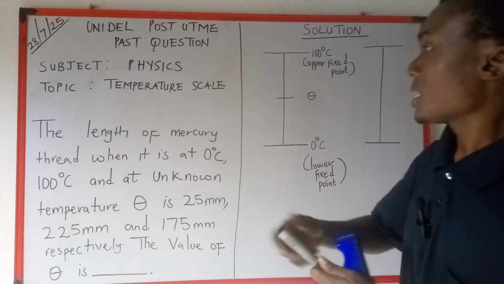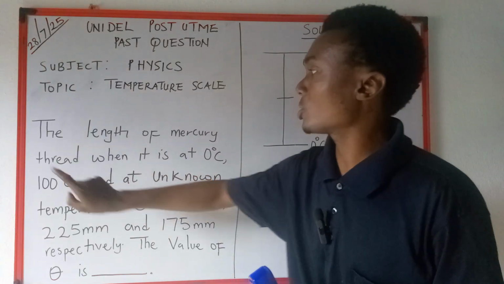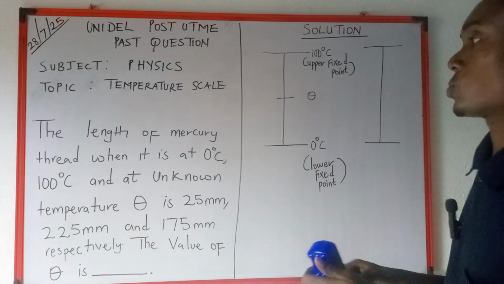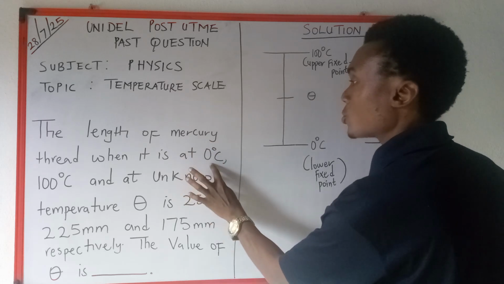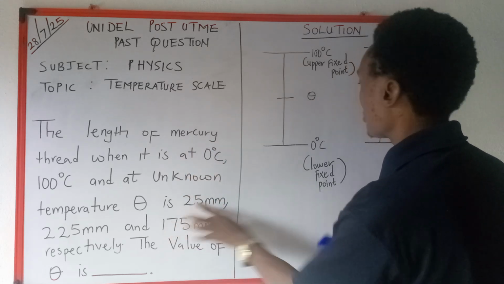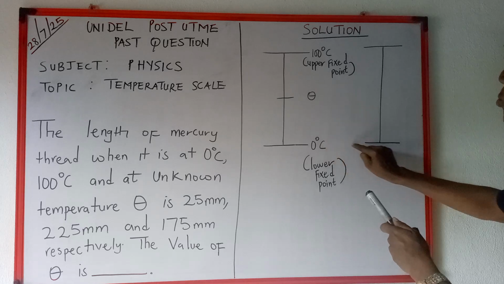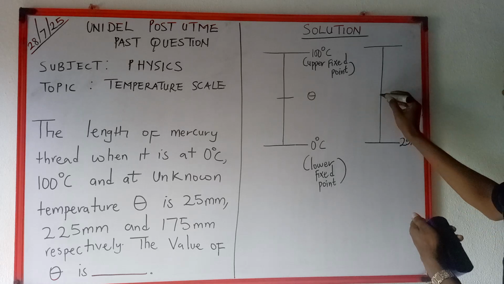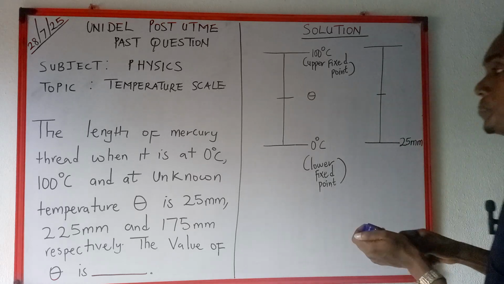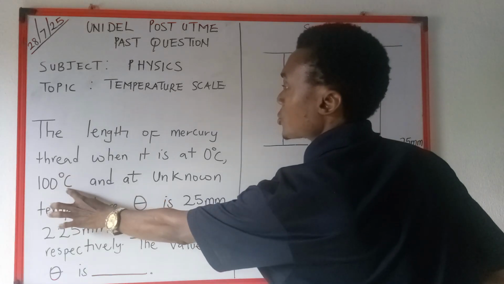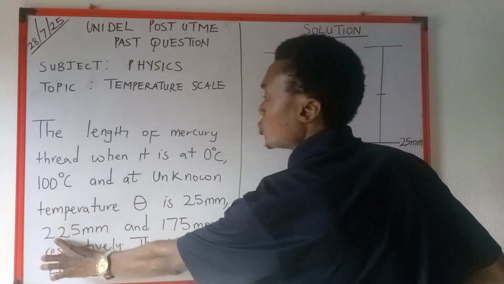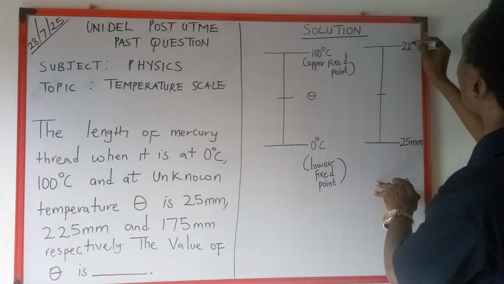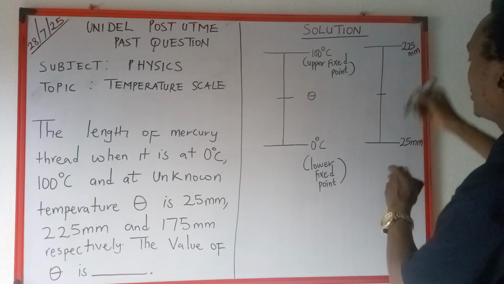Now, take note. At 0 degrees Celsius, 100 degrees Celsius, and at the unknown temperature theta, so follow suit. 0 degrees Celsius will rhyme with what? 25. So I'm going to put 25 mm here. Let's go to the next one. 100 degrees Celsius is going to rhyme with 225 mm. So I'm going to put 225 mm here. Okay, so let's move on.